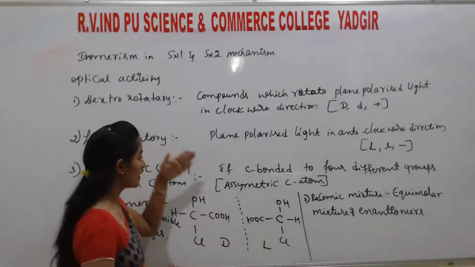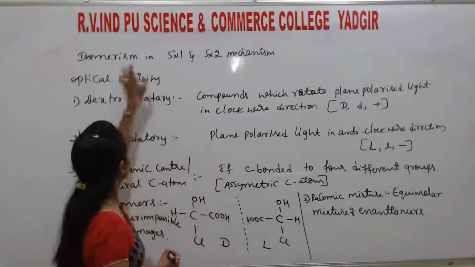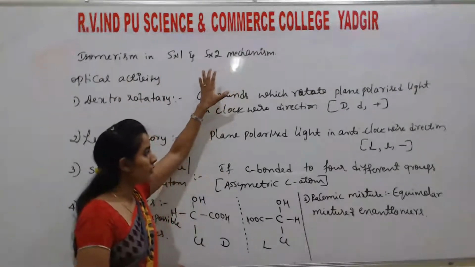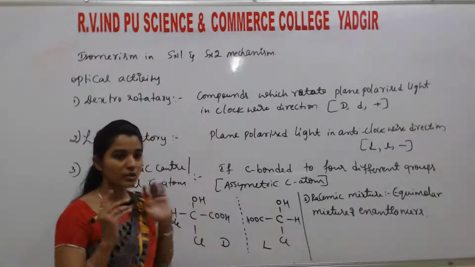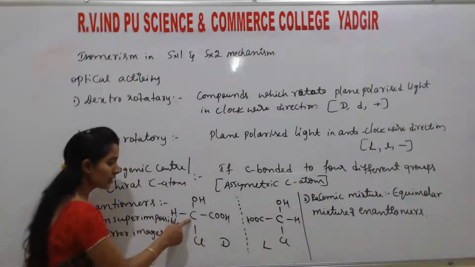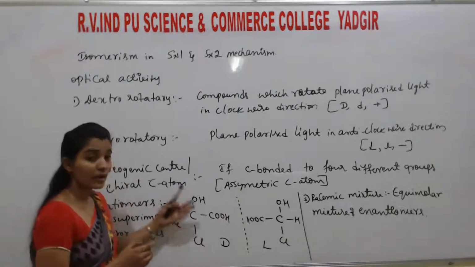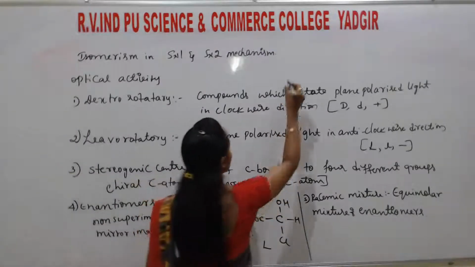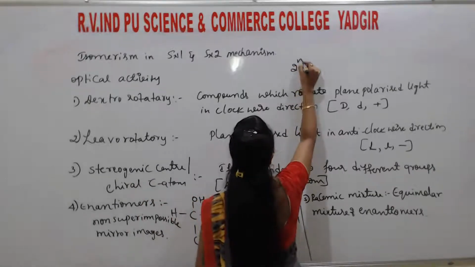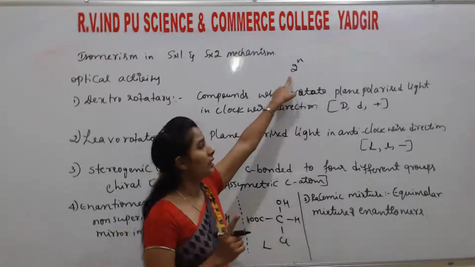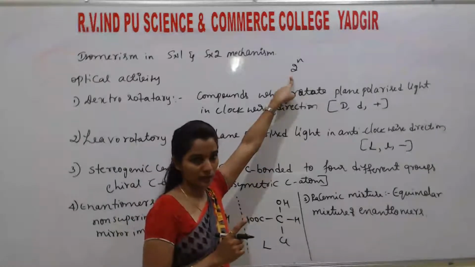Why did I explain all these things? Because we are going to explain the isomerism in SN1 and SN2 mechanisms. To know that, we have to remember this one. Students, another thing to remember: this one carbon atom has chirality. So how many isomers will form? That is explained by 2 to the power of n. For one asymmetric carbon atom, at least 2 isomers are possible.